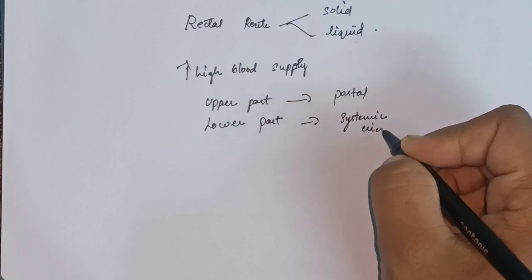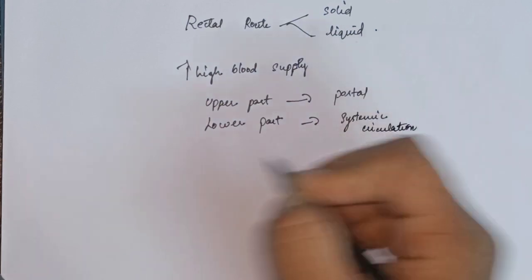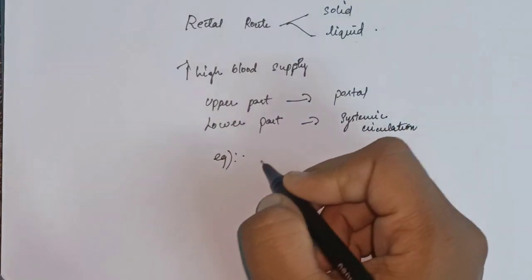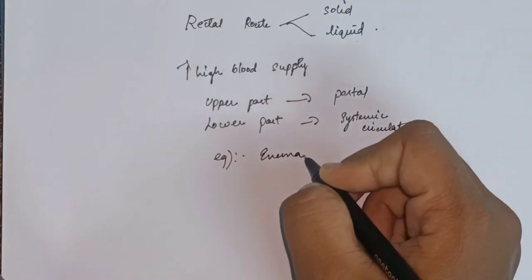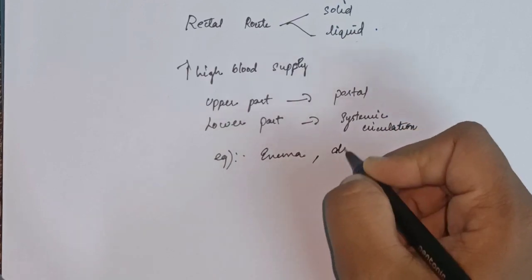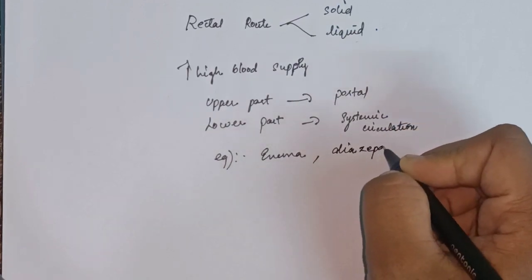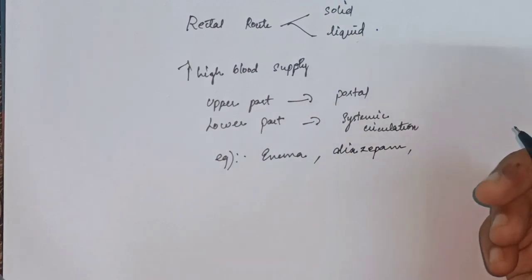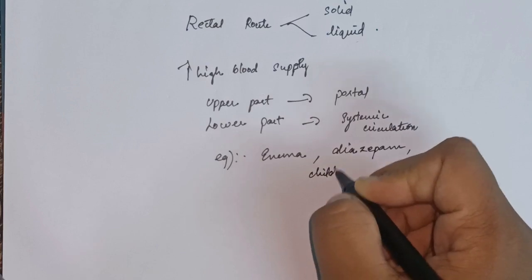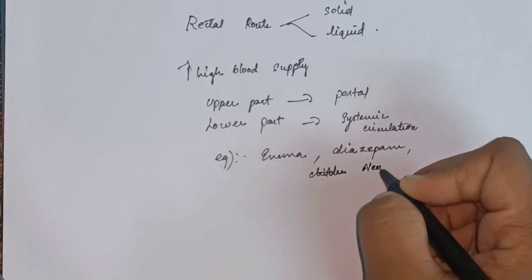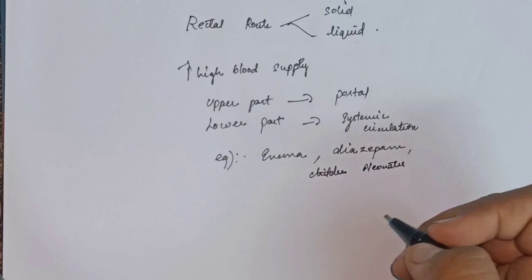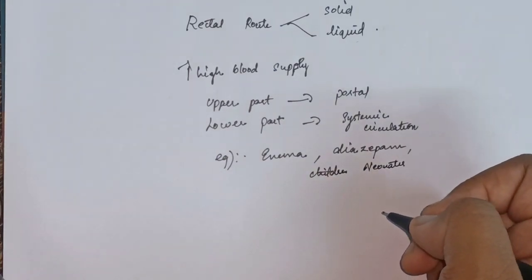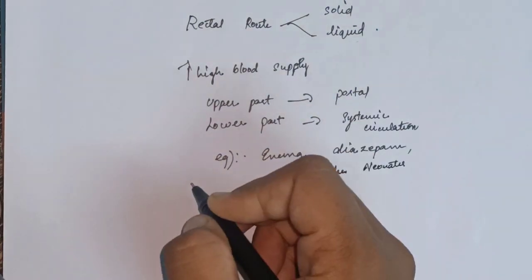Okay. Examples are enema, which can be given through the rectal route, right? Diazepam in status epilepticus patient, or it can be given to geriatric and children, also neonates, who are uncooperative. You can't give through oral route, so you can give through rectal route. Okay, what is the advantage?